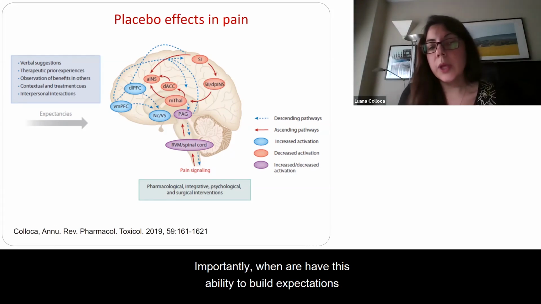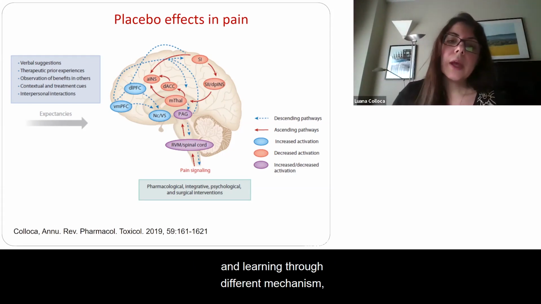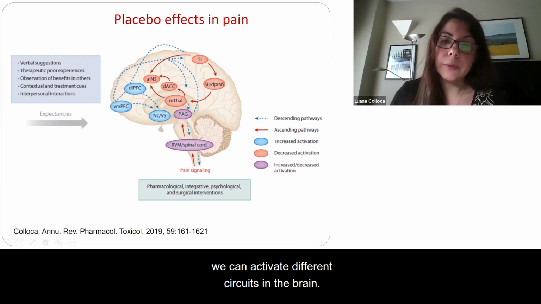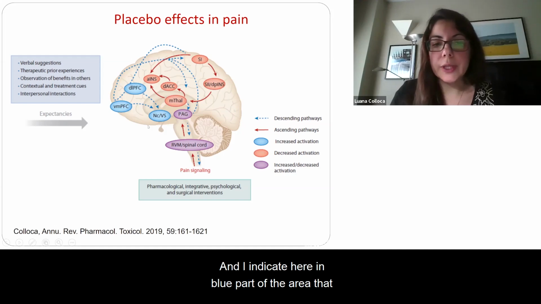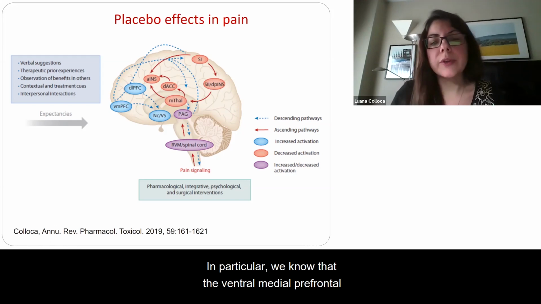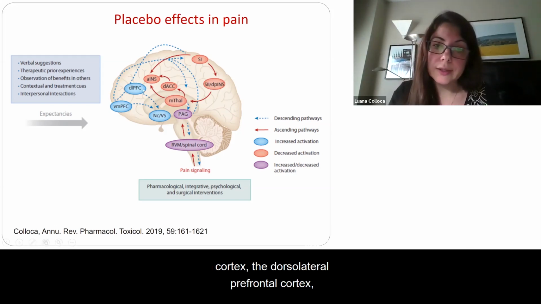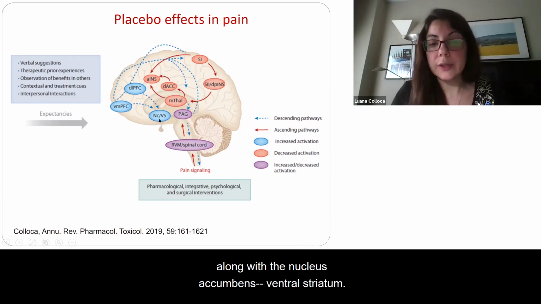Importantly, when we have this sort of ability to build expectations and learning through different mechanisms, we can activate different circuits in the brain. And I indicate here in blue part of the areas that are particularly important in modulating placebo and pain responses. In particular, we know that the ventromedial prefrontal cortex, the dorsolateral prefrontal cortex, can influence some other part of the brain along with the nucleus accumbens and ventral striatum.